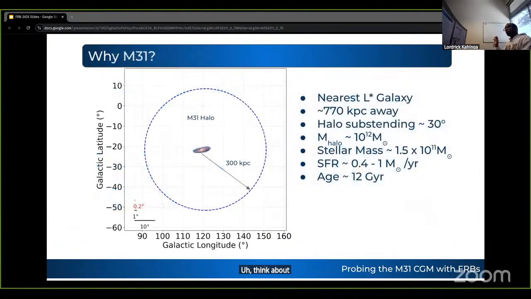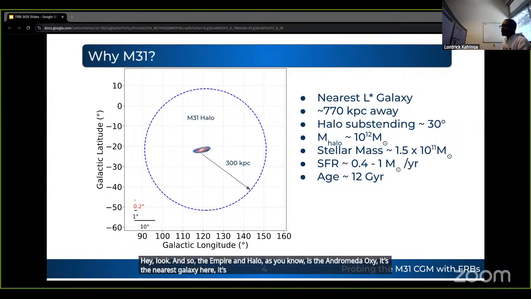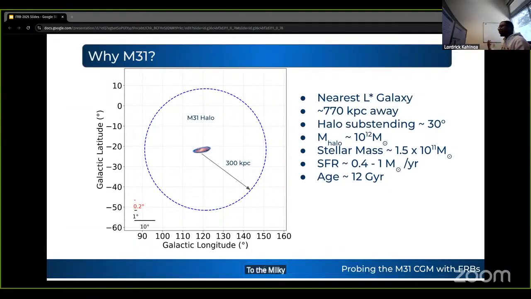And we were especially looking at the M31 halo. And so the M31 halo, as you know, is the Andromeda Galaxy. It's the nearest galaxy here. It's an L-star galaxy. It's very similar to the Milky Way. It's about 770 kiloparsecs away.